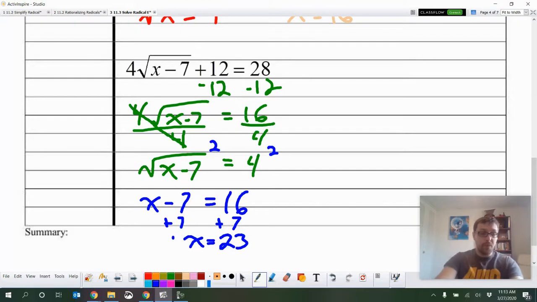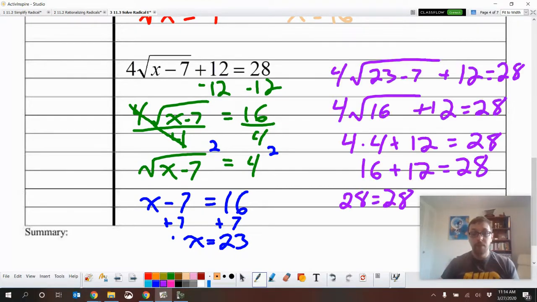We can double check that really fast. I'm just going to pop it up. There we go. So I plug in the 23. 23 minus 7 gets us 16. I square root this 16 and we get 4. 4 times 4 is 16 again. And then 16 plus 12 is 28. So that works out nicely.